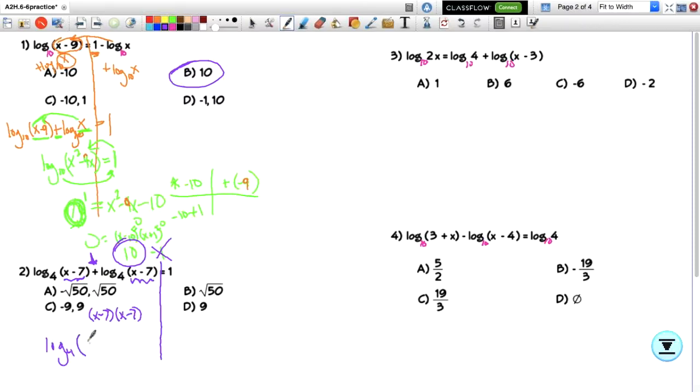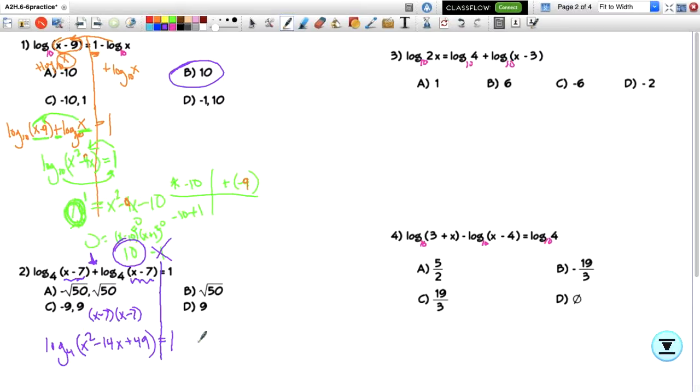So x times x is x squared. X times negative 7 is negative 7x. But I'm going to have another negative 7x when I multiply those two. So together they'll be negative 14x. Negative 7 times negative 7 is positive 49. Equals 1. This side is as simplified as it can get.